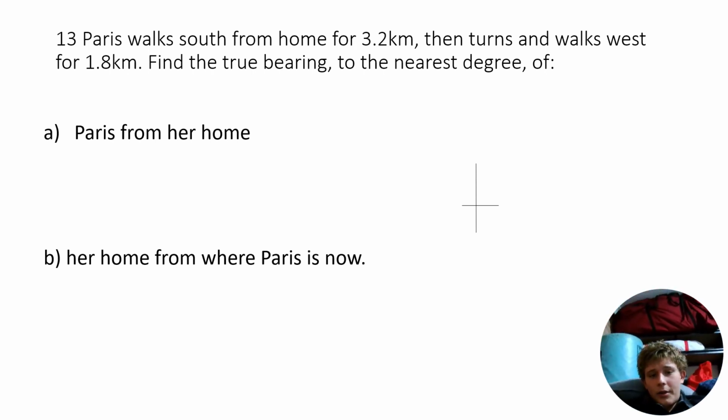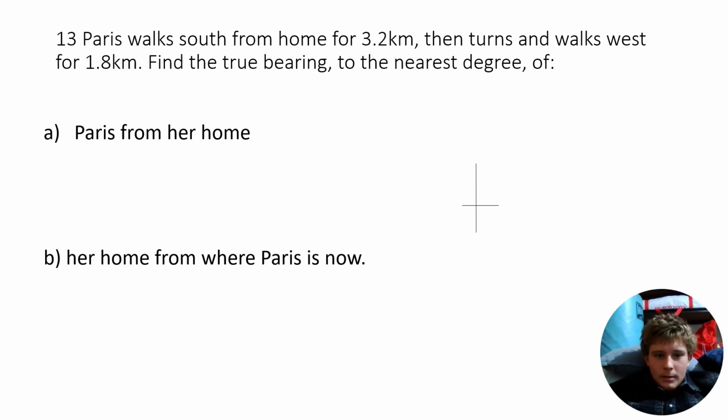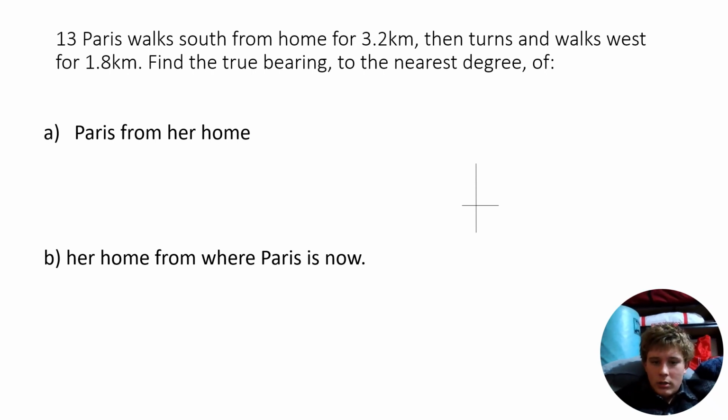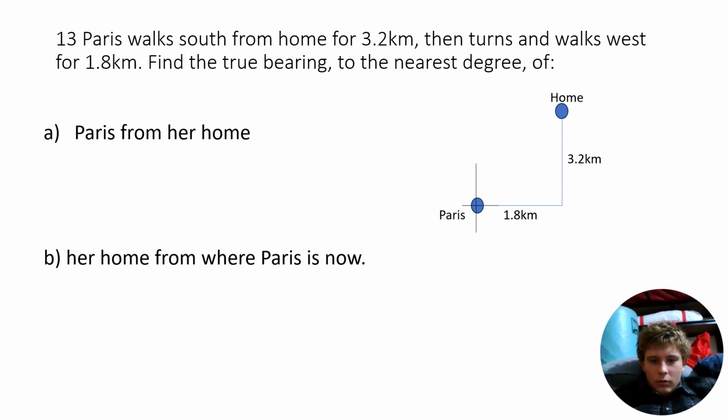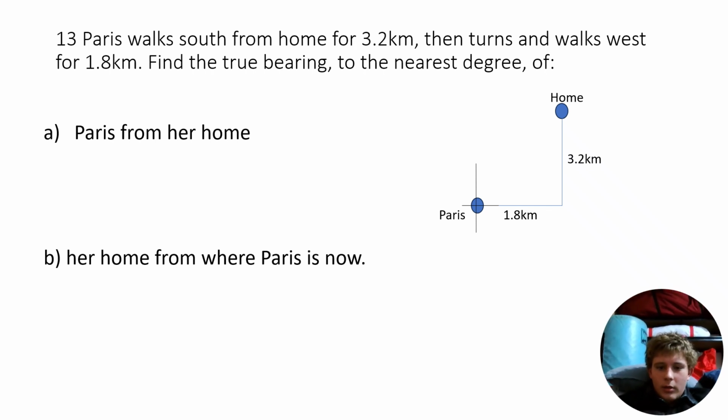Alright, so Paris walks south from her home for 3.2 kilometers, then turns west for 1.8 kilometers. Find the true bearing to the nearest degree of Paris from her home. So we start at the home, come south 3.2 k's, come across 1.8 k's, and then we get where Paris is currently. This is obviously not to scale, but that's not important.